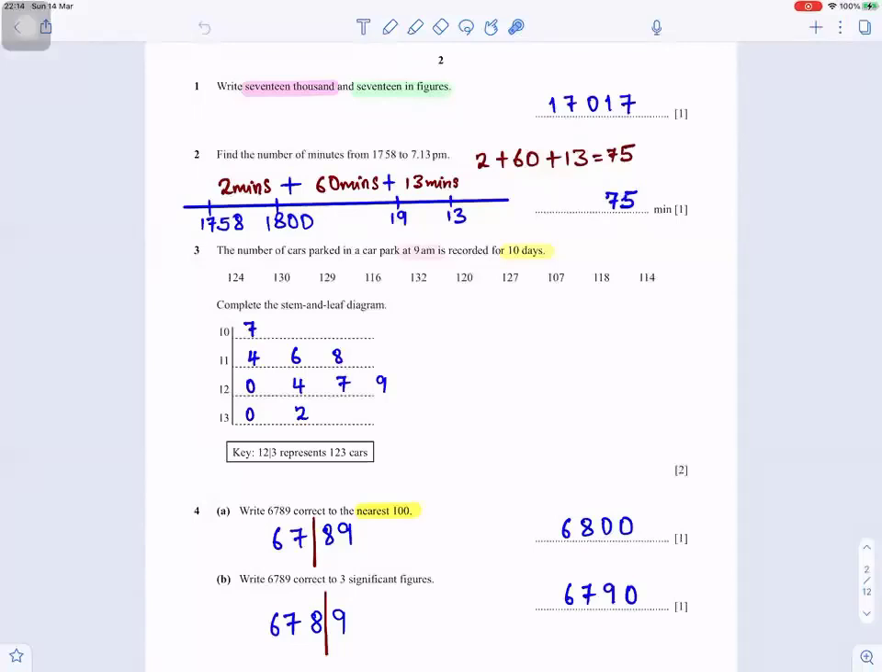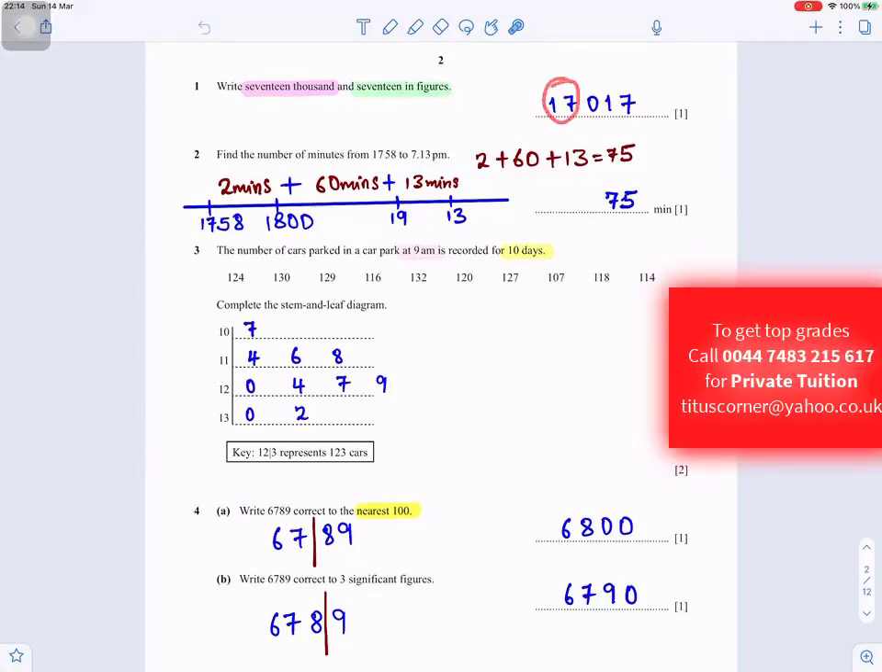Question 1, write 17,017 in figures. So we have 17,017, but make sure you don't forget the 0 in the middle. If you forget the 0, that would be 1,717. So 17,017, and don't forget the 0 in the middle.